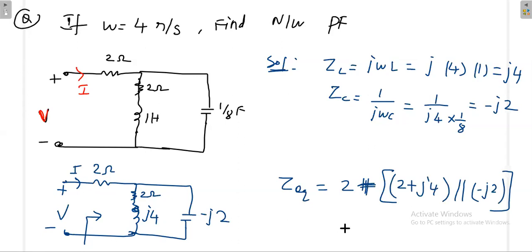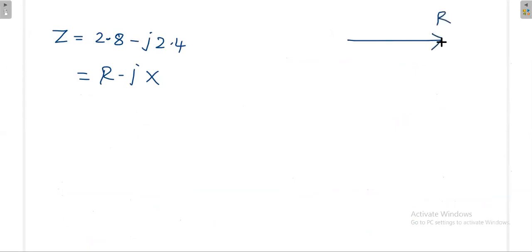Okay, so the final answer is 2.8 minus j2.4. Okay, I'll write it on the next page. Z equivalent is equal to 2.8 minus j2.4. This is similar to R minus jX. When this is R minus jX, what is the triangle? This is R, then this is minus jX, this is R, okay, then what will be the Z?